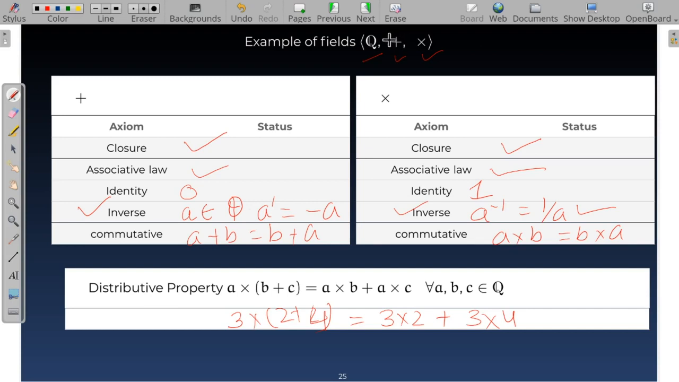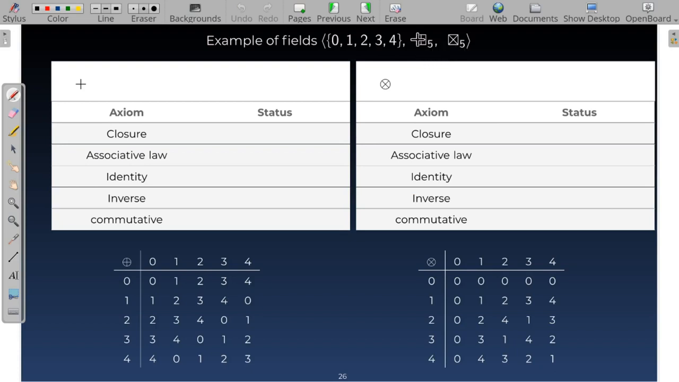So Q together with plus and multiplication, where Q is the set of rational numbers, is going to be a field. But integers with respect to addition and multiplication was not a field. Now we are going to see another example here. This is something called a prime field. It is also a finite field. Why I'm saying this: this is a modulo 5 addition and this is a modulo 5 multiplication. So we have modulo 5 addition here and modulo 5 multiplication here. And the elements of the group are 0, 1, 2, 3 and 4.